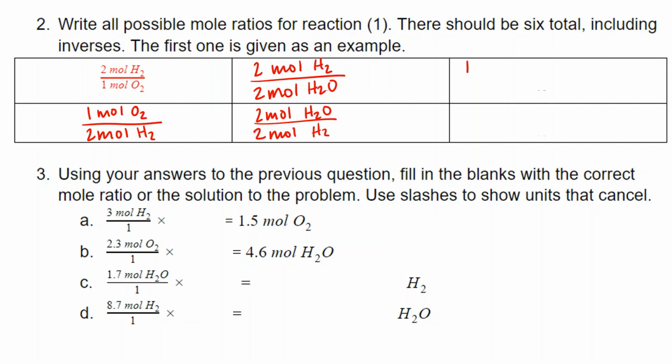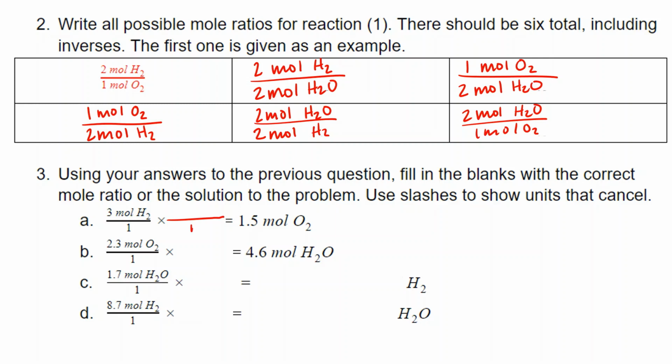And we also know that for every 1 mole of O2, there's going to be 2 moles of water. So we can also flip this one to get another mole ratio. So this mole ratio is a conversion factor that we can use to convert from moles of one thing in a chemical equation to moles of another thing in a chemical equation.